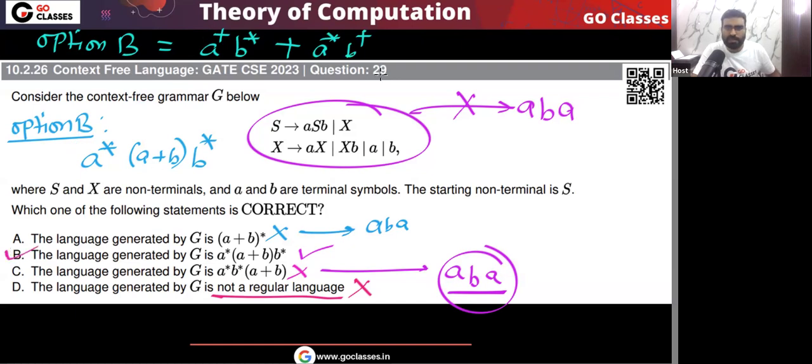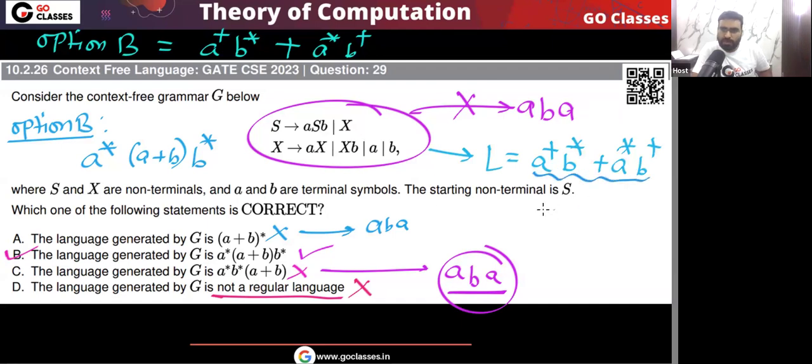Is this point clear? Please tell me. This is a very simple question. You can just see what this X will generate, what this S will generate, and then you can easily find the language. For this grammar, the language will be A plus B star or A star B plus. In simple words, you can write A star, either A or B should come, then B star. And that is your option B.